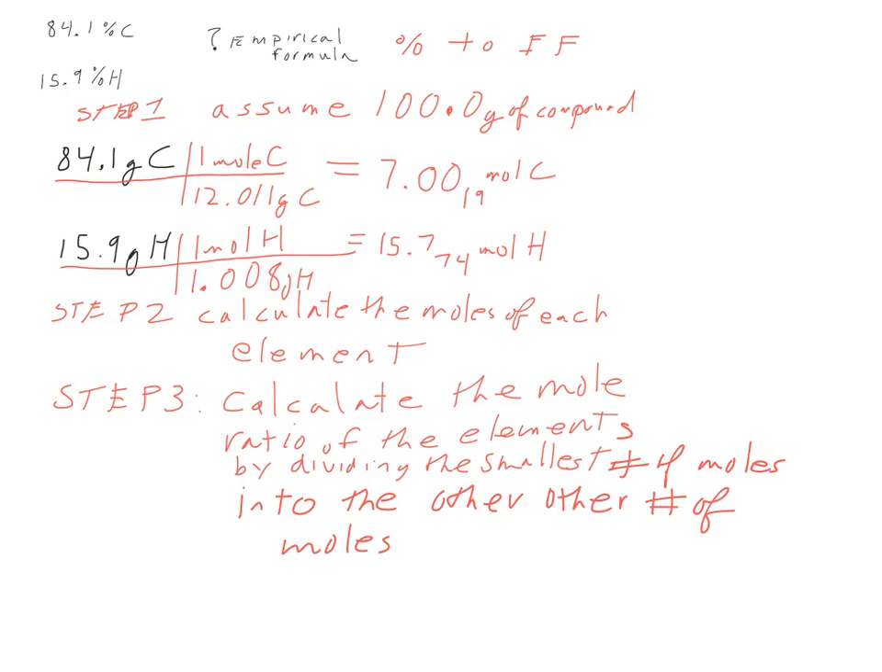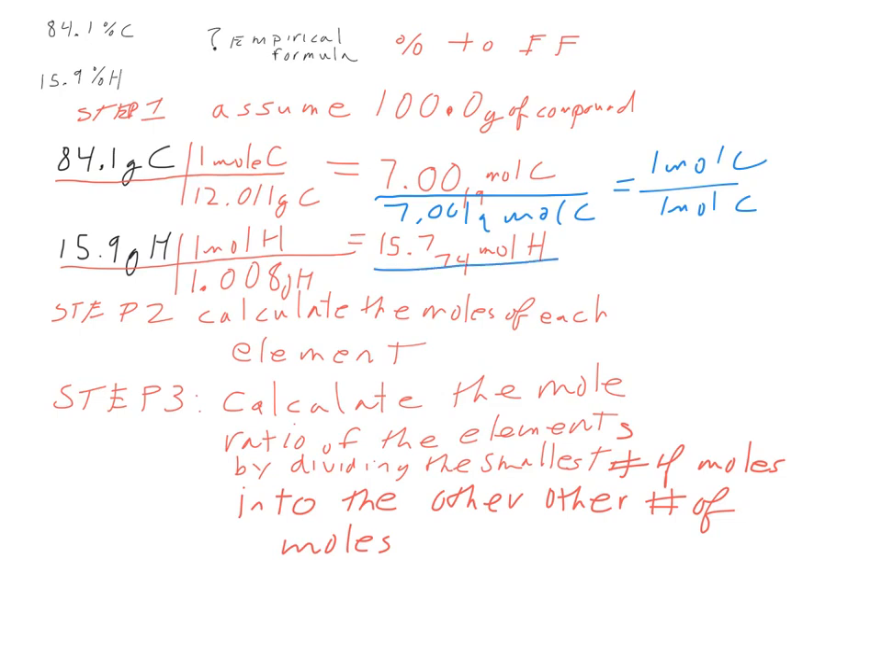So what's our smallest number of moles here? Our smallest number of moles is 7, right? We've got 7 moles, we have 15 moles. What's smaller? 7. So I'm going to figure my mole ratio by dividing 7 into everything. I've got 7.019 moles of carbon per 7.019 moles of carbon, so the obvious statement is 1 mole of carbon for every 1 mole of carbon.